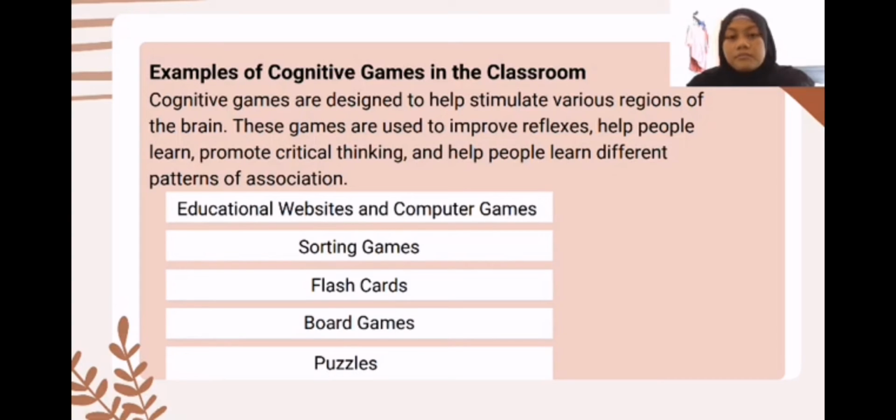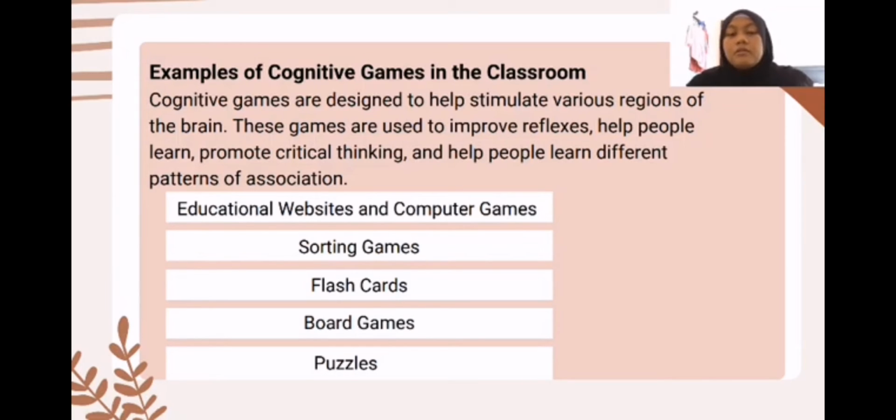One of them is educational websites and computer games. Most educational website computer games focus on stimulating a child's senses while engaging them in various cognitive tasks. Below are 3 of the many learning websites that are available to enhance cognitive development in young children. The examples are PBS Kids Educational Games, Spelling City, Cognitive Fun Games, and EDUCARRE.